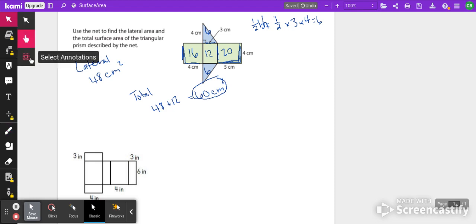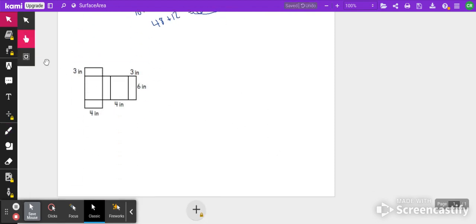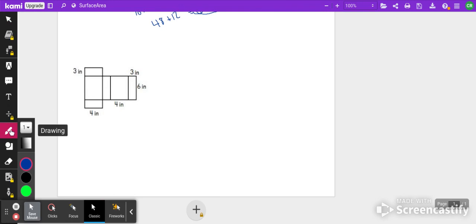Now let me scroll down a little bit. We have a rectangular prism. You're doing the same thing. You're still trying to find the surface area, which means you're going to add them all together. This one is hard to find the lateral because it doesn't tell you which shapes are the base. So you're just going to have to pick one. If you're trying to find the lateral, I promise you'll know which one's the base. It'll tell you. So let's just go ahead and find the total since it didn't give us the bases here.